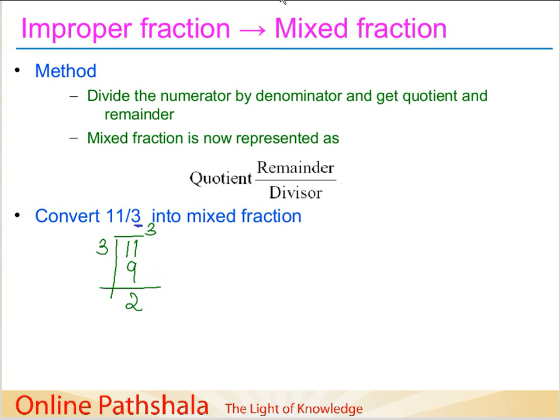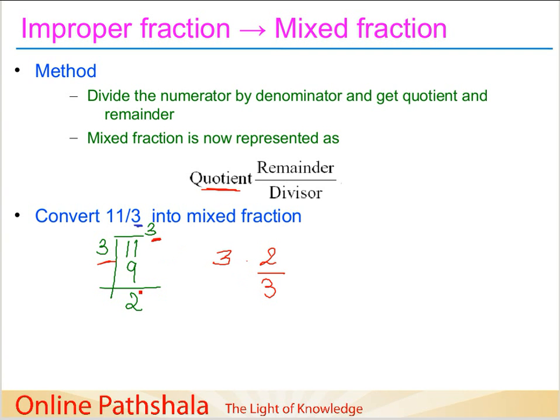Now if we want to represent this fraction, we have to write it as quotient, remainder over divisor. What is the quotient that we have? In this case the quotient is 3. Then we have the remainder. The remainder is 2. And what is the divisor? The divisor is 3, it is what is dividing. So this is the representation of 11 by 3, 3 and 2 by 3.